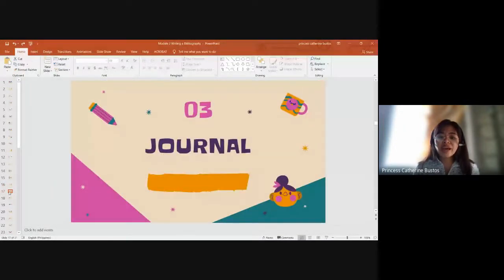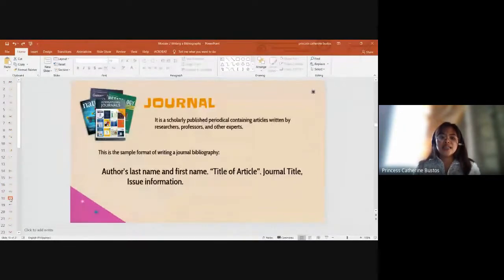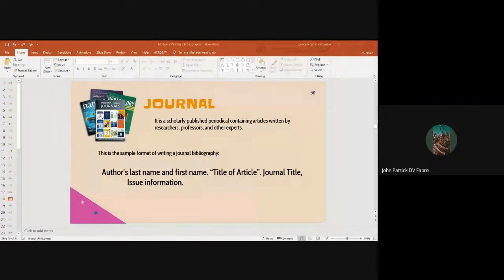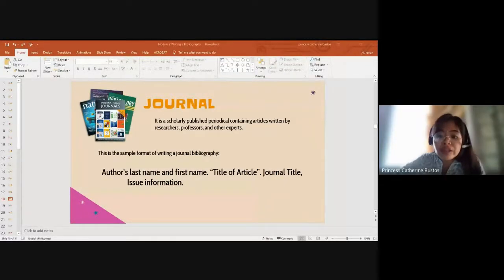Here, we have the third one, journal. Journal is a scholarly published periodical containing articles written by researchers, professors, and experts. When you were in elementary, did you receive journal in your Araling Panlipunan class? Yes. Okay. How often did you receive journal? Weekly. Weekly or sometimes twice in a week, right? Okay.